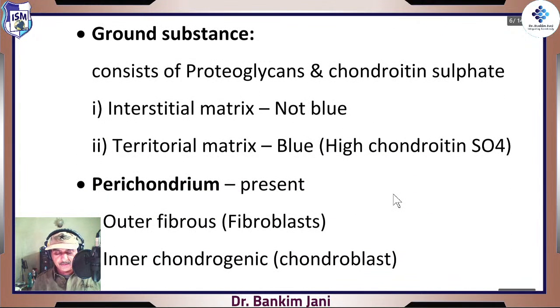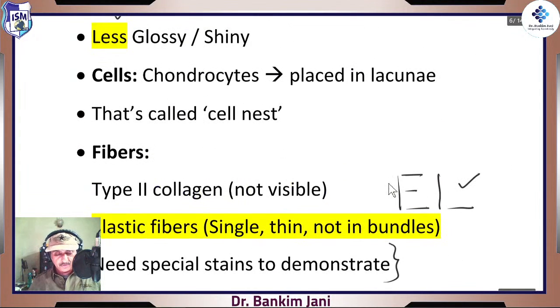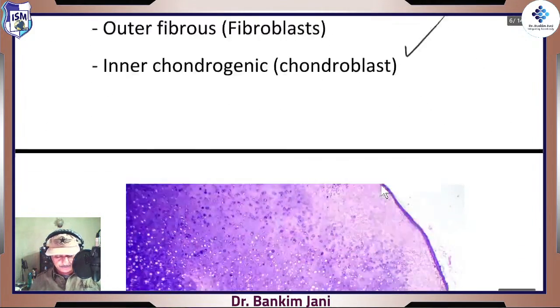Ground substance: proteoglycans, chondroitin sulfate, interstitial matrix not blue, territorial matrix blue with high chondroitin. Everything is quite similar. So that's the point: it is less glossy, less shiny, and there are elastic fibers in it. So these are the two important points, right?